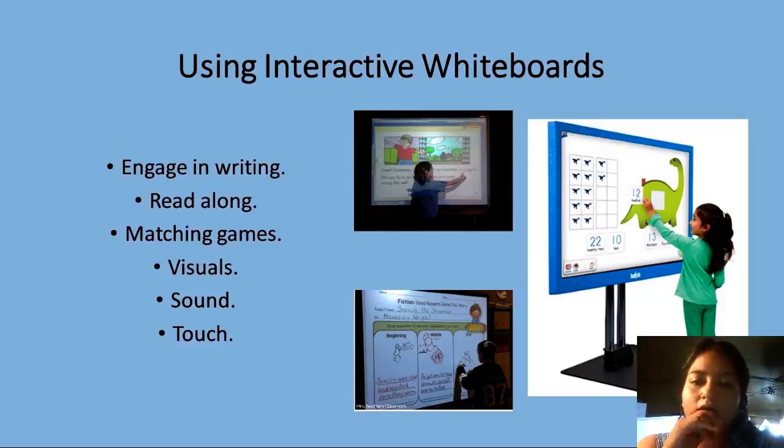Then I also remember for English class, the teacher would bring out the internet browser and we could all see it on there and we could just research stuff together.